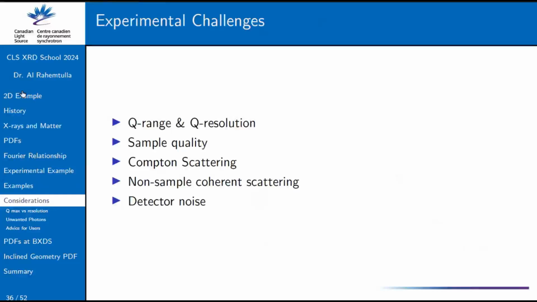This is going to be dealing with the fact that detectors aren't perfect. And that when we do a measurement, there are concessions we have to make in terms of accessing high Q or momentum transfer, as well as the resolution of the scattering data that we collect. Sample quality is also always going to play a role. We're going to circle back and talk about some Compton scattering, as well as all the non-sample scattering that I haven't mentioned yet.